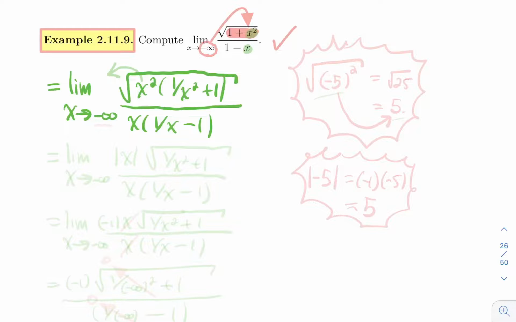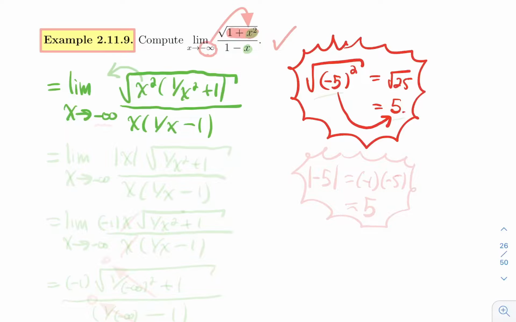I'm going to do this in red. For example, if you have minus 5 and you square it, and you take the square root, what do you get? You get the square root of 25, which is 5. So it's not just x. Here, because my x is negative, because we're talking about a limit going to minus infinity, when you're taking the x outside, you need to do the absolute value of x. Like I said, this is a tricky one. Because x is negative, you need to take the absolute value, because the square root of minus 5 squared is plus 5. Make sure you see that.